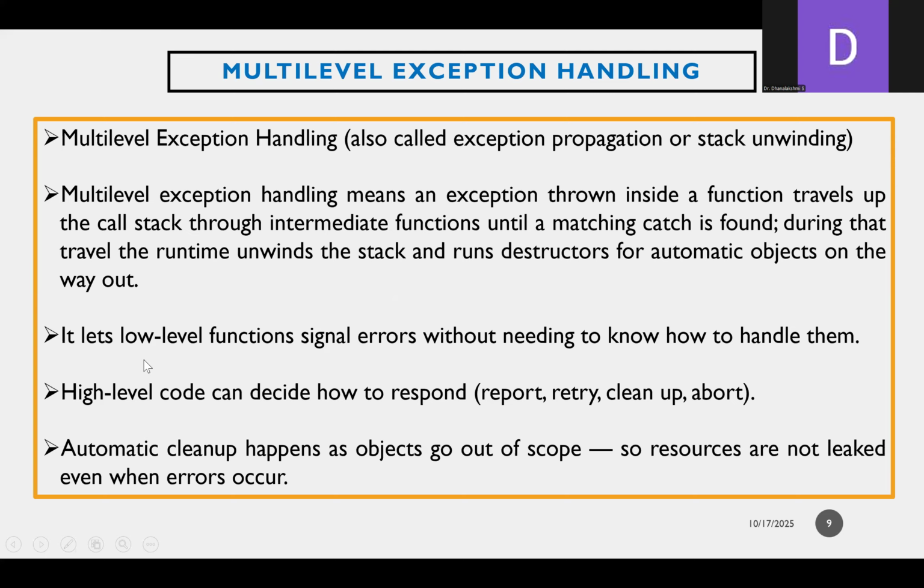So it lets low-level functions signal errors without needing to know how to handle them. The high-level code can decide how to respond: report, try cleanup, or abort. Automatic cleanup happens as objects go out of scope, so resources are not leaked even when errors occur.